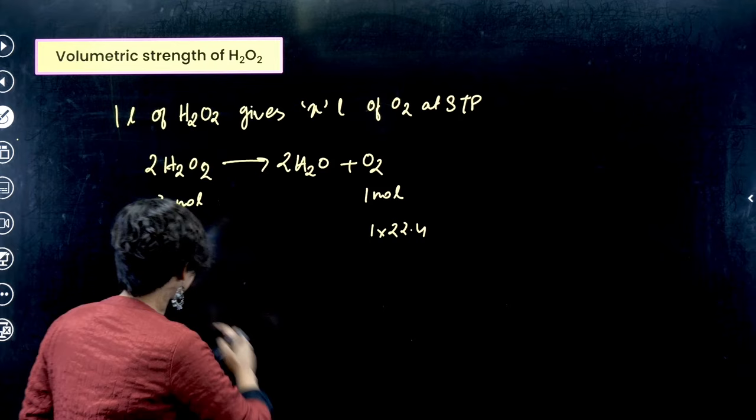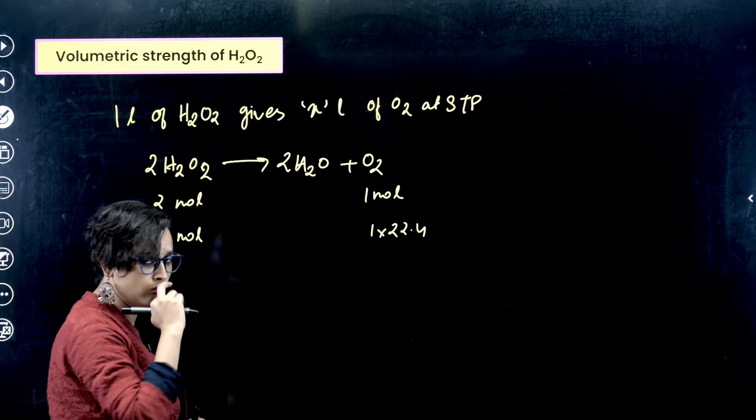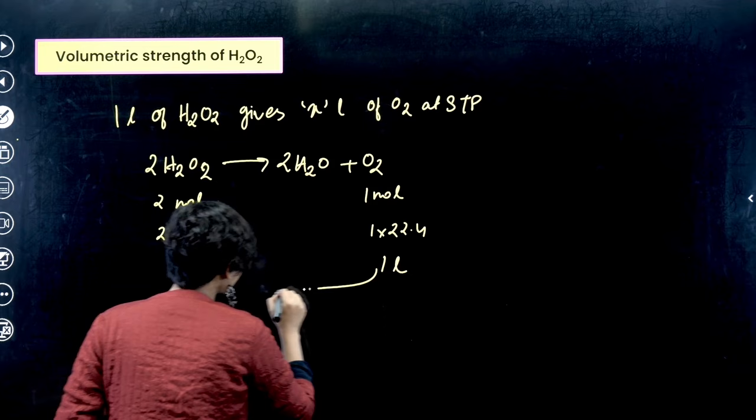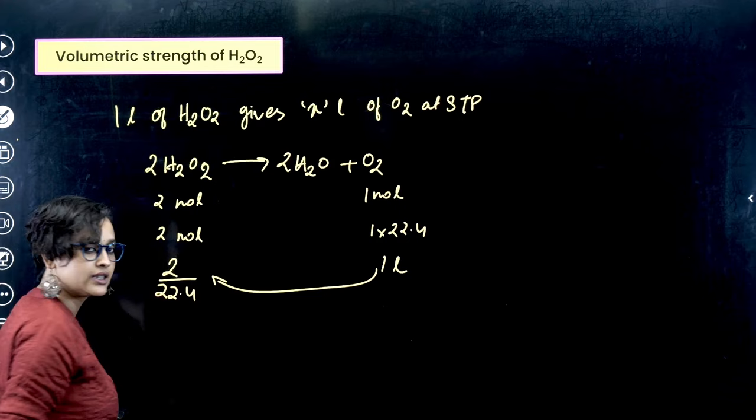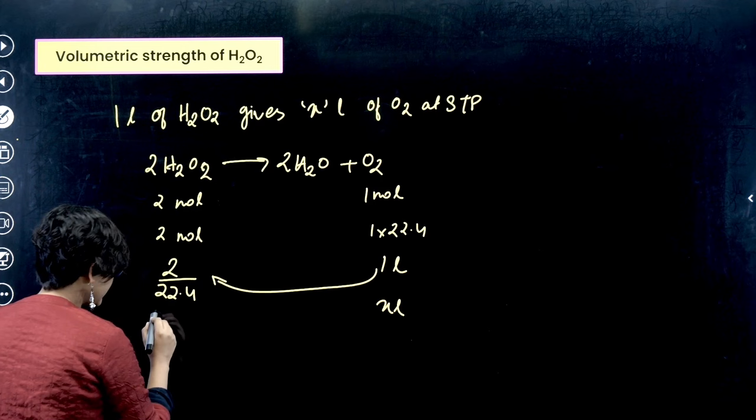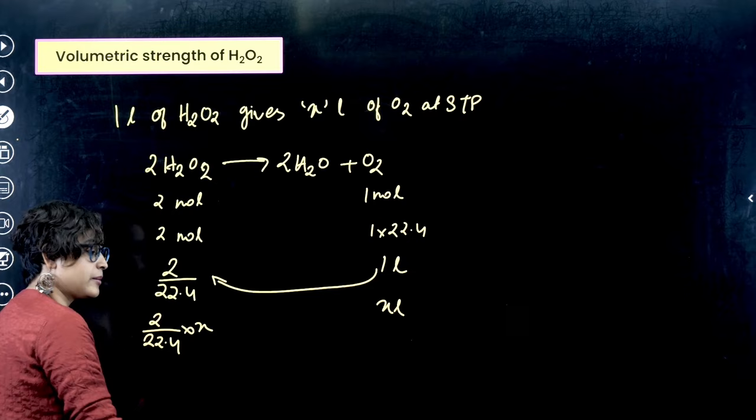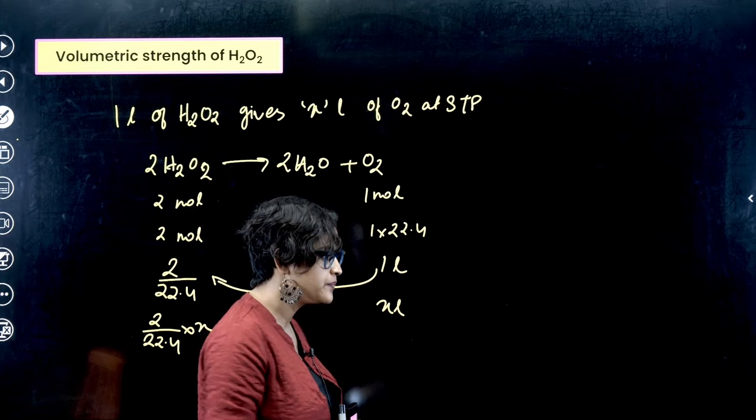Great. If that is the case, then tell me something. What if I take 1 liter of oxygen? That means that it will be 2 divided by 22.4. And if I take X liter, that means that it will be 2 divided by 22.4 multiplied with X. Yes, that means 2X divided by 22.4.